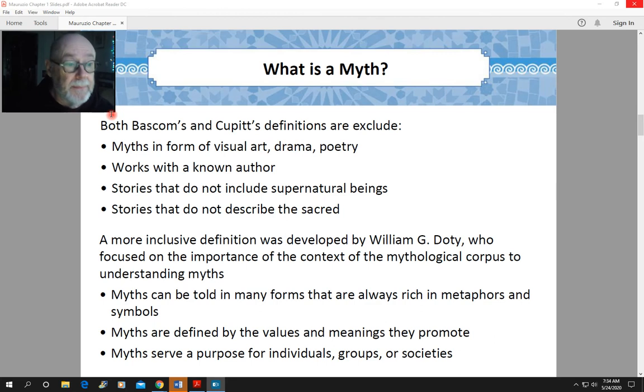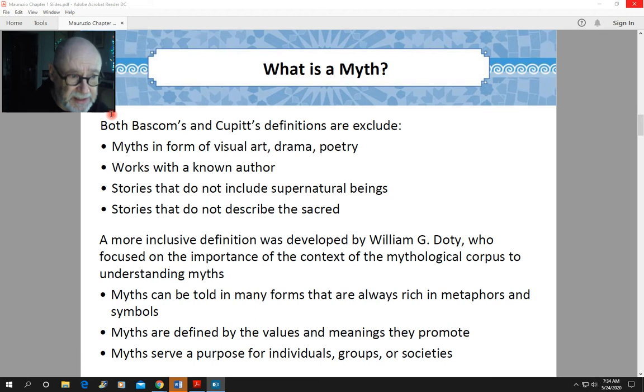So, both Bascom's and Kirk's definitions exclude myths in the form of visual art because they deal with stories, right? I would argue they don't exclude myths in the form of poetry because all stories were actually told in verse. Poetry exists before prose. Prose is the later development. So I would argue it's a little bit misleading.